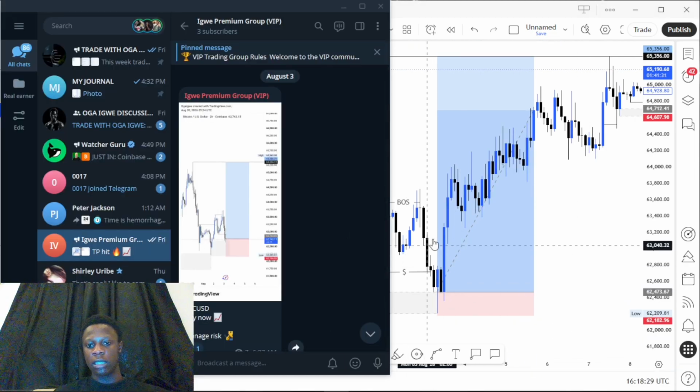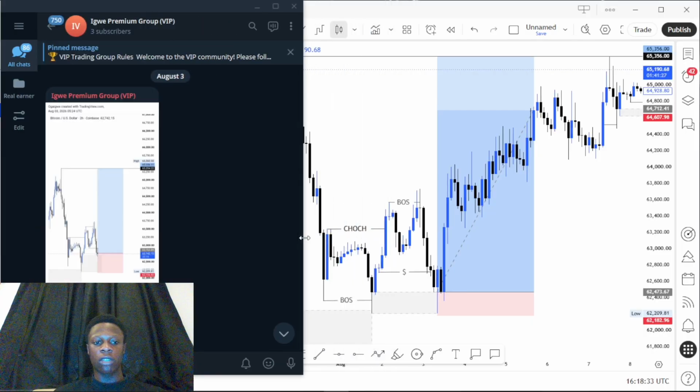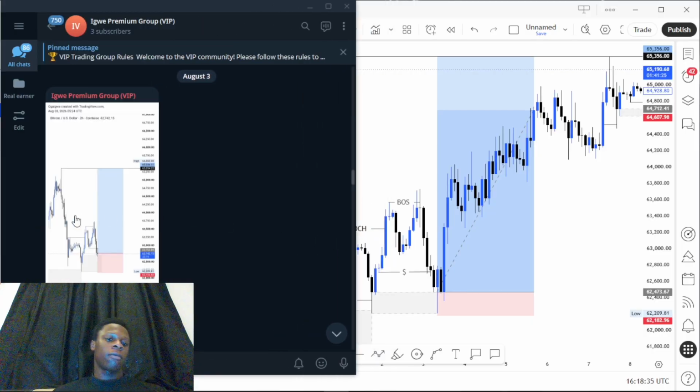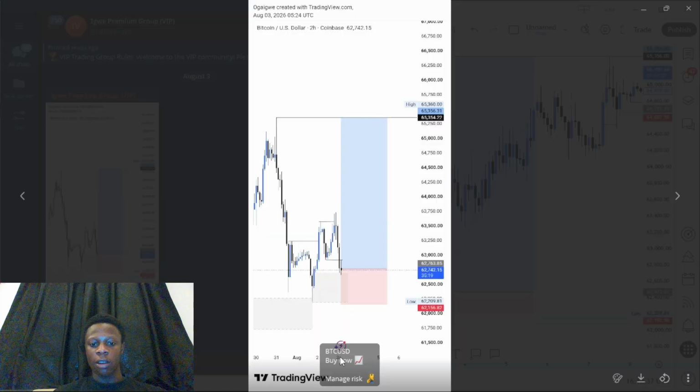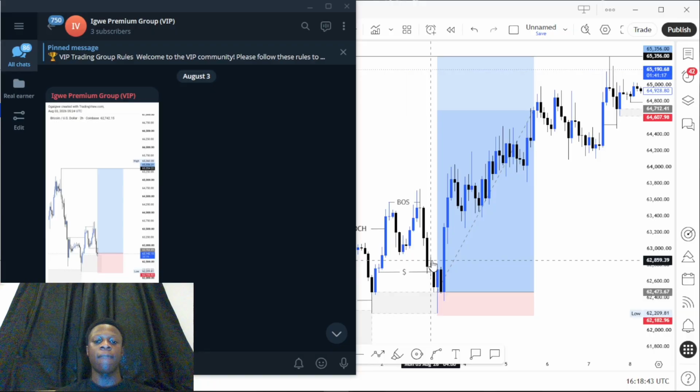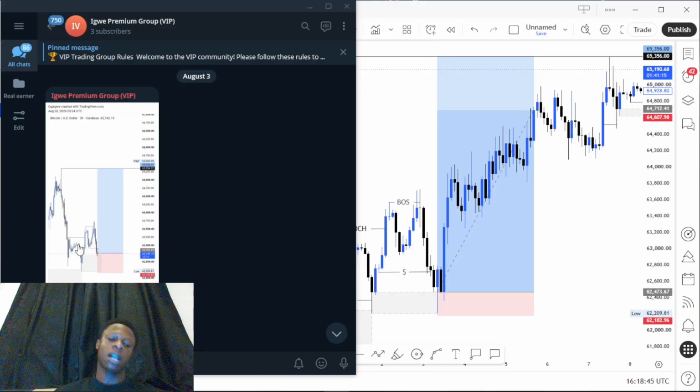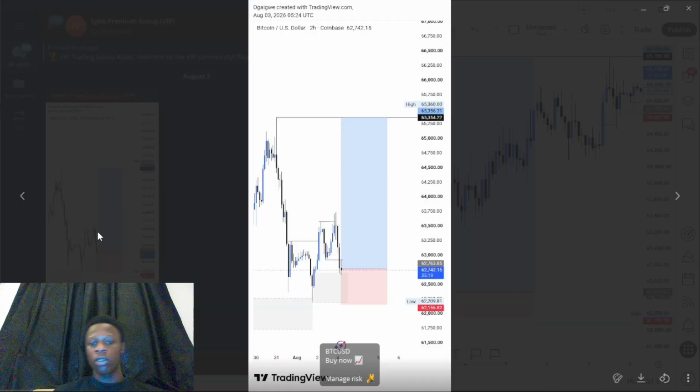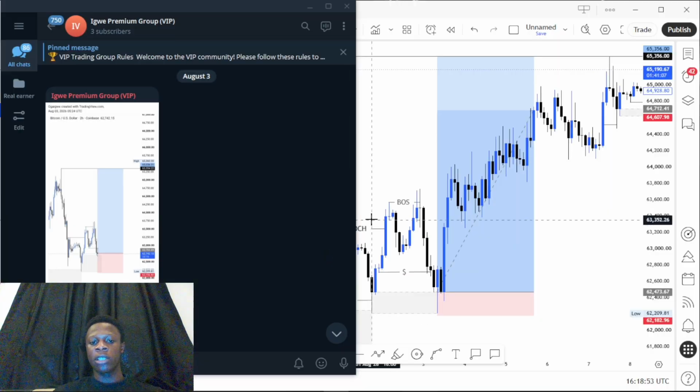Can't you see it? So this is the trade that I sent to my VIP group, right? I said buy BTC now, manage risk. This was the trade I sent to my VIP group. Can't you see that I actually marked out the change of character and the broker shutter? I didn't label it, but I just marked it out. Can't you see, buy BTC now?